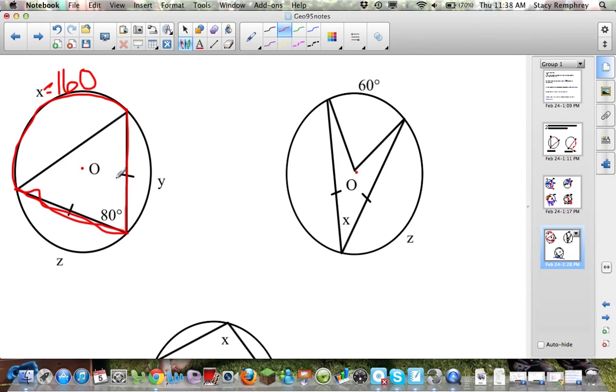Well, these have equal chords, so Y and Z must be equal. I have 200 degrees for this arc, so I'm going to divide it equally amongst Y and Z because they had equal chords. So Y is 100 and Z is 100.